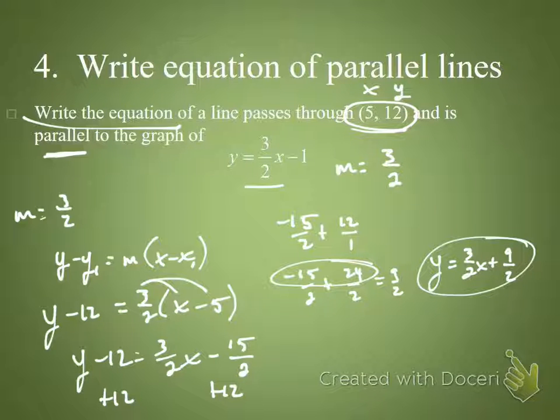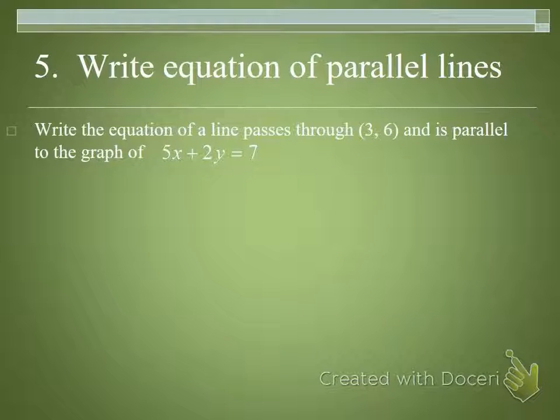So again, a lot of what we have done already, we're just adding in this parallel line wrinkle. Okay? So we'll try it again. Do one more together and I'll turn you loose. Write the equation of a line, which means I have to have a point and a slope. Write the equation of a line that goes through this point and is parallel to this line. Okay, so I know that my line will have the same slope as his line. So I've got my point, (3, 6). I just need the slope.